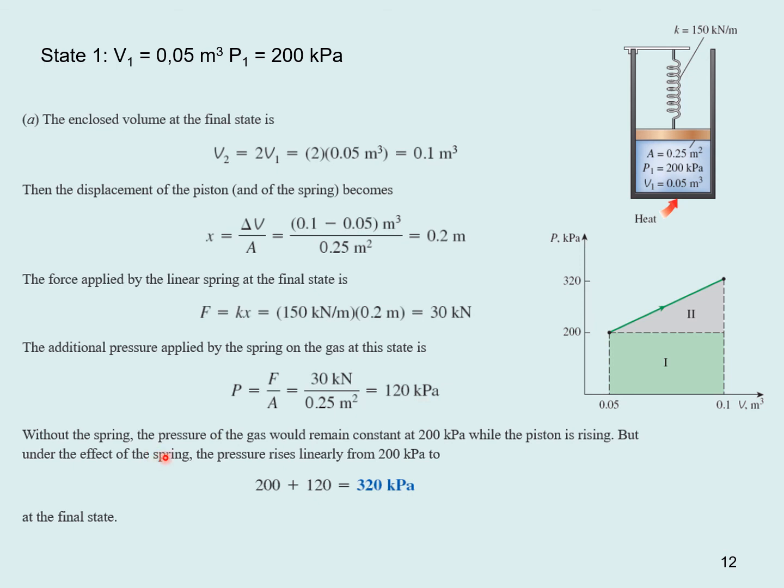So without the spring, the pressure of the gas would remain constant. However, when the piston is rising, compressing the spring, that's going to add to the pressure, and so it's the original pressure plus 120, which is 320 kilopascals, as the final state. So that's how we know that the final pressure is 320. We actually had to calculate it.